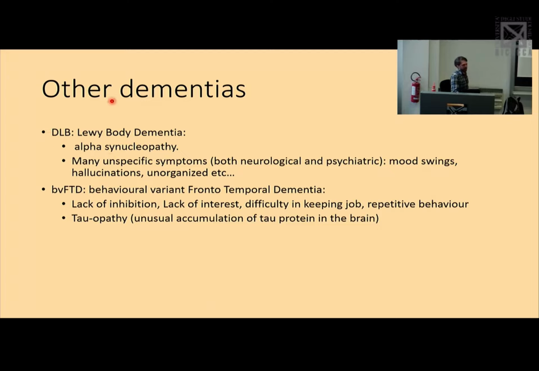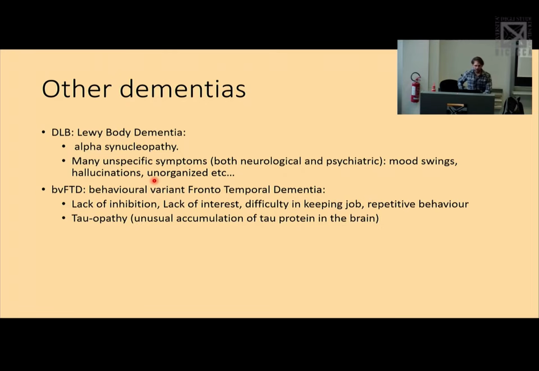You have two other popular kinds of dementia, DLB: dementia with Lewy body, which is of biological origin, and it has, again, the problem with everything brain-related, lots of unspecific symptoms, both neurological and psychiatric. So you have mood swings, hallucinations, starting to be unorganized, and things like that. Each one individually is not specific at all.